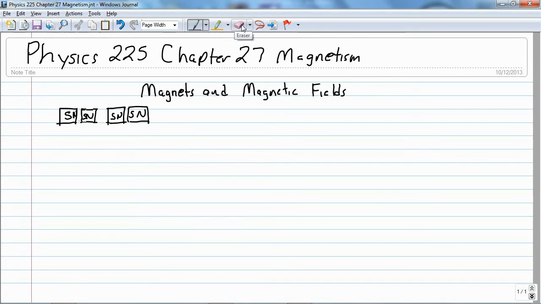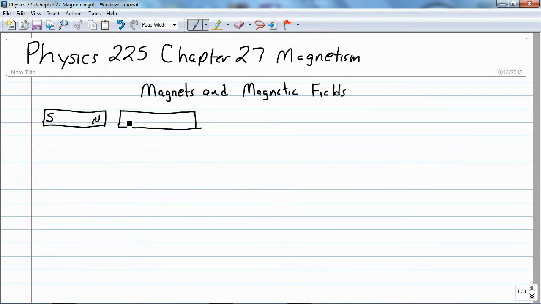And much like we had with charges, with positive and negative charges, we have similar things happen with the positive or north and south side of a magnet. So if I take and put a north side pointing towards the north side, then I'm going to get repulsion. These two are going to repel.